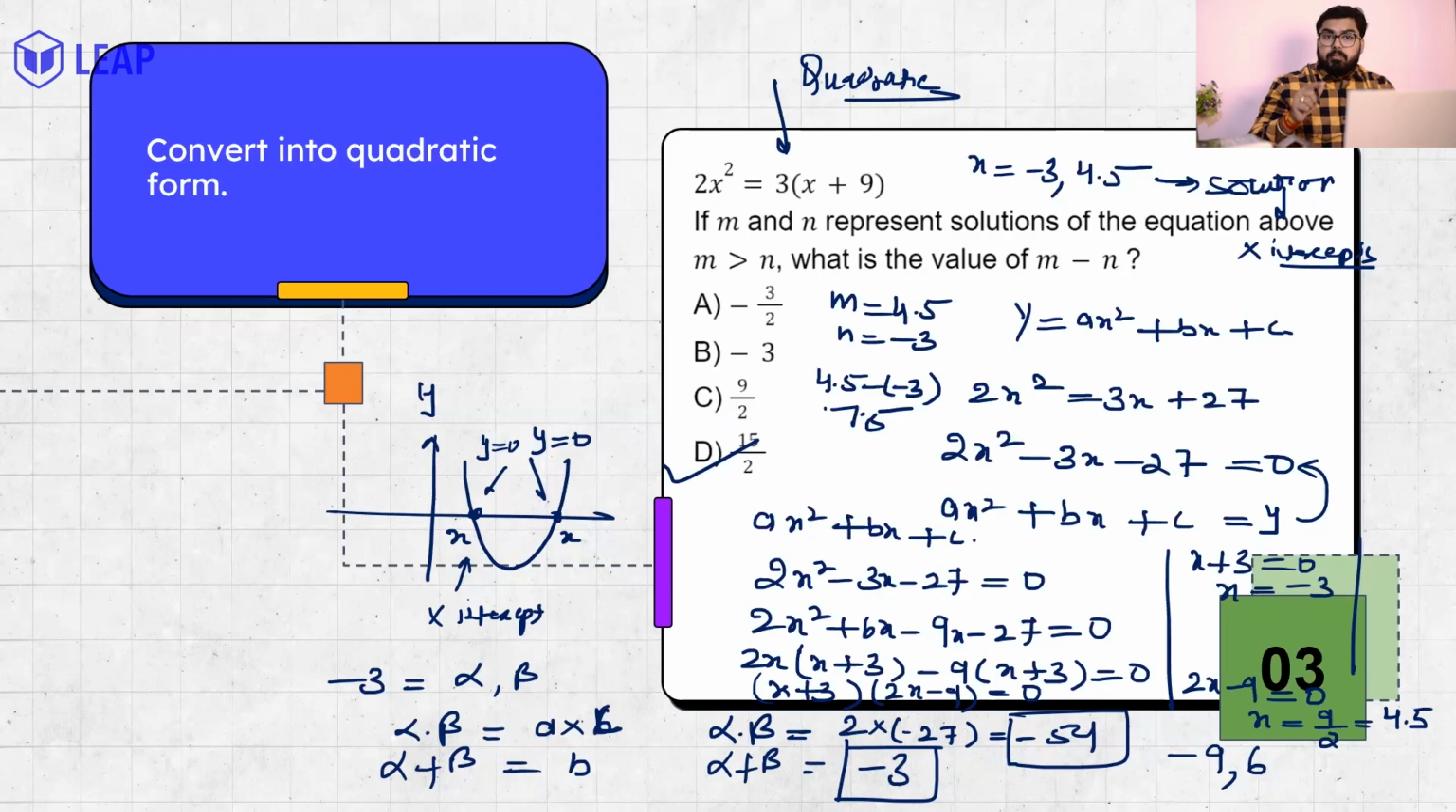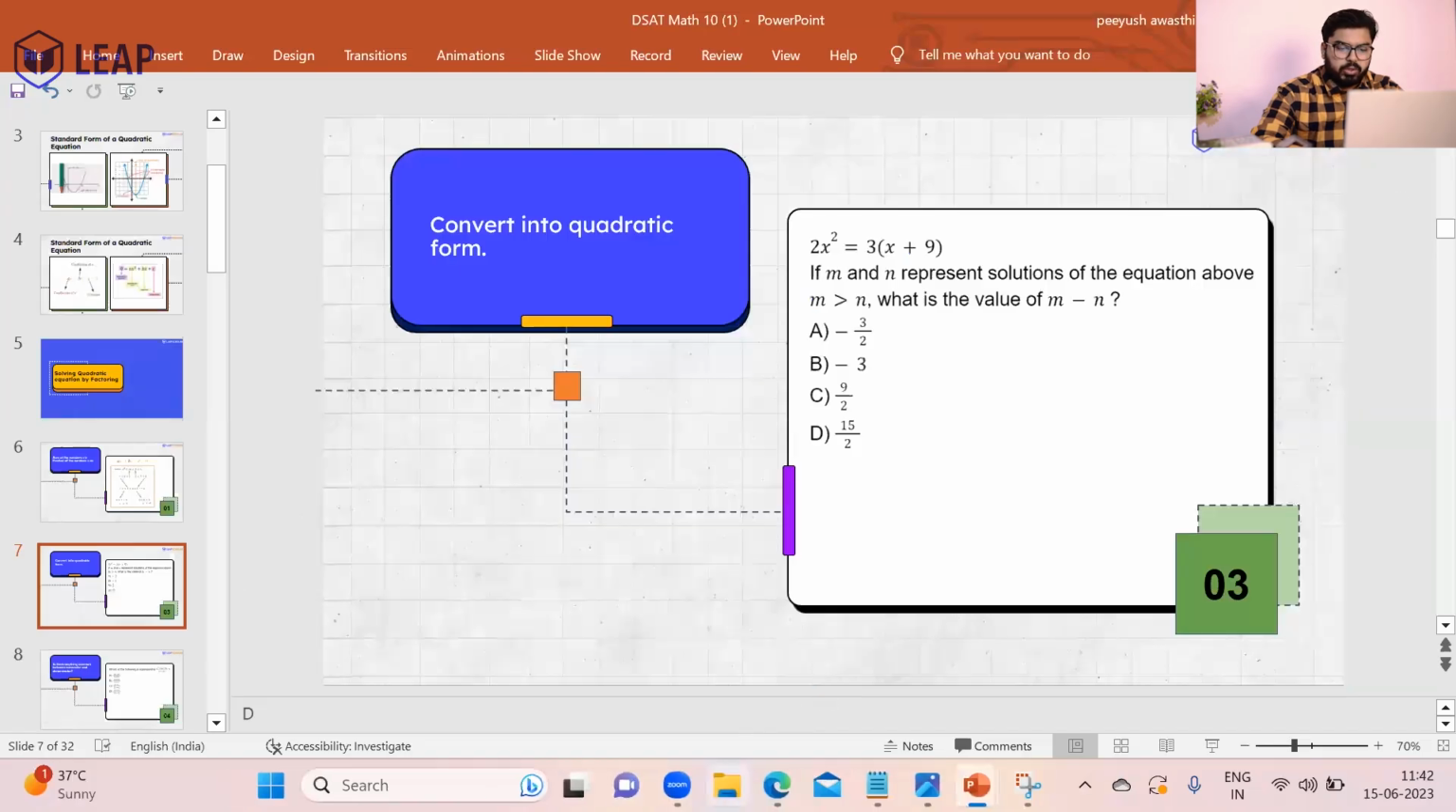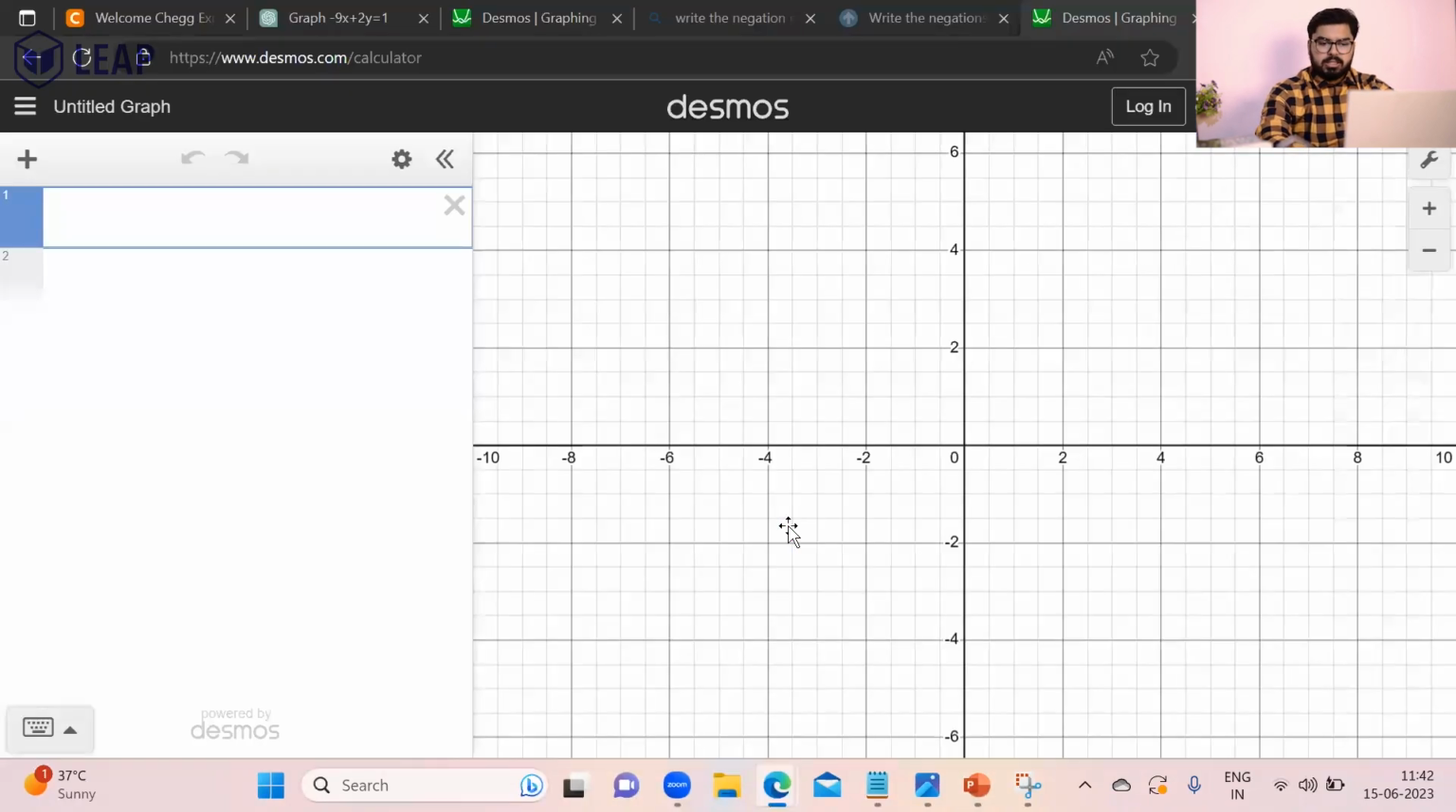Okay, but there's an easier way to do it. What you can do is simply graph this on Desmos, right? Because you know that Desmos is allowed. Let me just show it to you what I'm conveying over here. If I take a Desmos on the board, okay, as you all can see, this is a Desmos calculator.